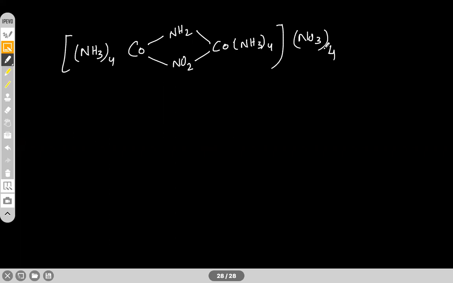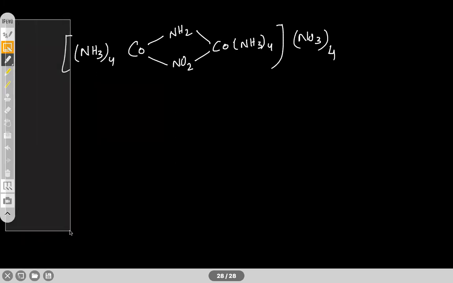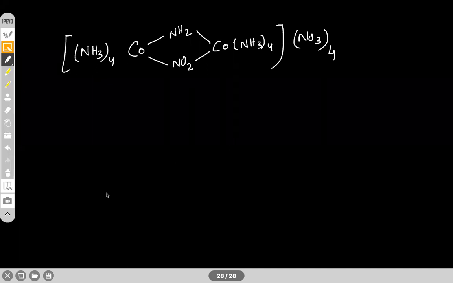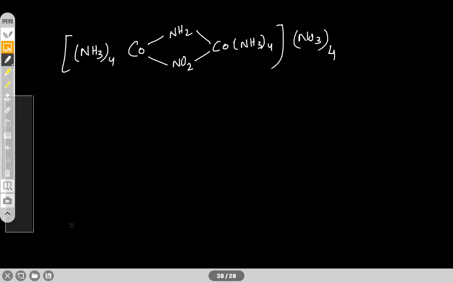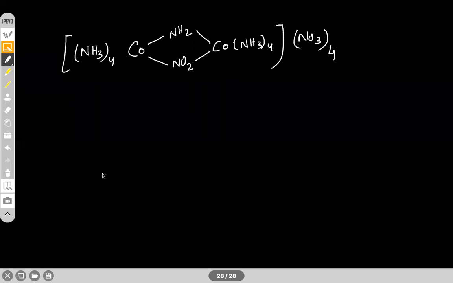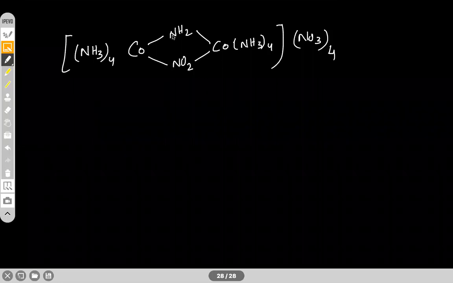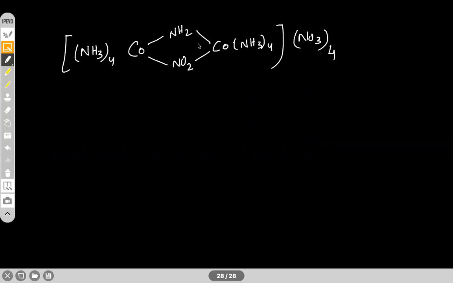See, here we have two different bridging group ligands, right? One is amido, NH2, other one is nitrito, NO2. So we'll write down mu two times here. Okay, so the name of this compound, you see, it is nitrito, it is amido. Alphabetically, we'll write this first. So we'll write down mu amido. This means the NH2 group is present as a bridge here between the two metals. Then one more we have, so mu nitrito.